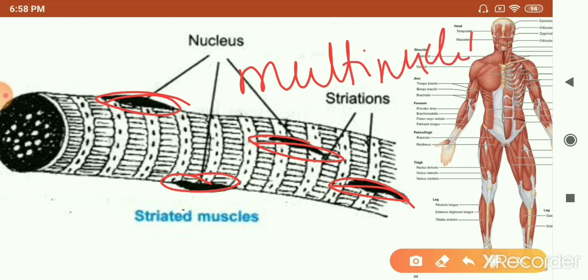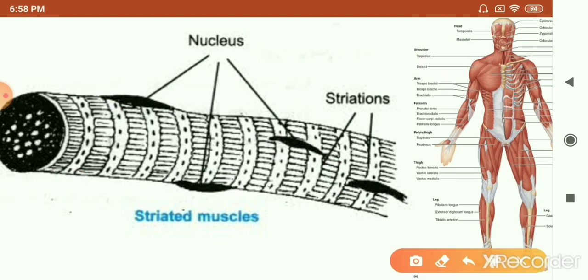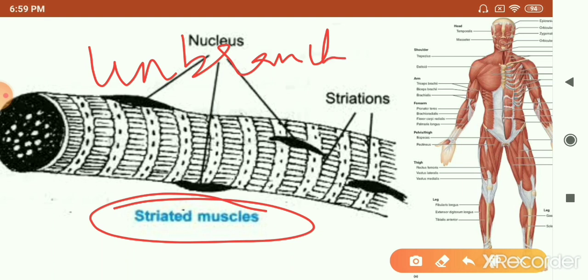Another thing that you find is that these muscle fibers have light and dark bands. You can see here dark bands which alternate with the light bands. Because of the presence of these alternate light and dark bands, these muscles are also called striated muscles. When you see these muscle fibers under a compound microscope, you can see such striations of light and dark bands. The muscle fibers are cylindrical and unbranched. So these are the features of the striated muscles.